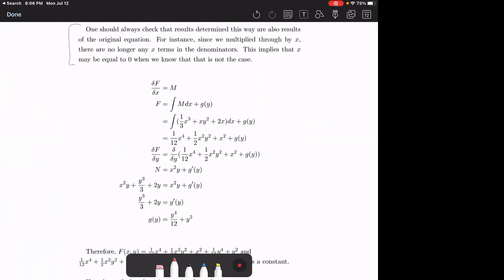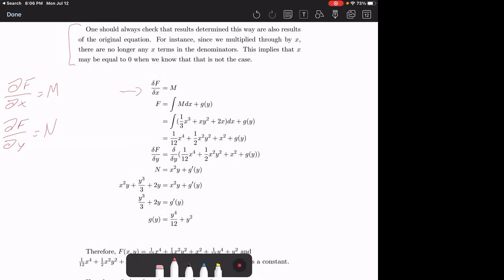Okay, but now we're just going to move on as we would have in the last section. We have a new M value, a new N value, now that we've multiplied through by mu. We're going to evaluate using our previous steps. We have these old rules from the last section that are going to be very useful. Delta f delta x is equal to M, and delta f delta y is equal to N. We're going to make use of those one at a time.